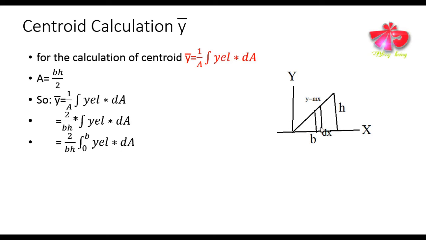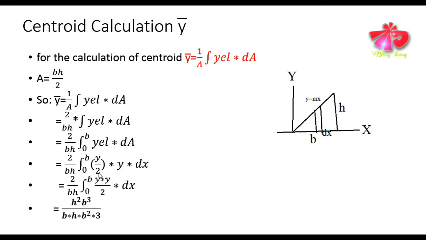Friends, here y elemental is the distance of the centroid of this elemental strip along the y direction. This is a rectangular strip, and we all know that for a rectangular section we take the centroid at the middle portion. So if this height is y, the centroid will be y by 2 in this case. And when we substitute the value of dA as dx into y, we get this expression. On solving this, we get the value of y bar as h by 3.